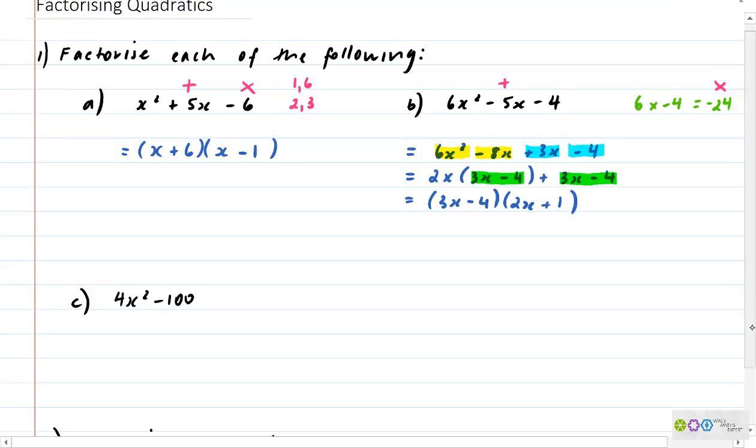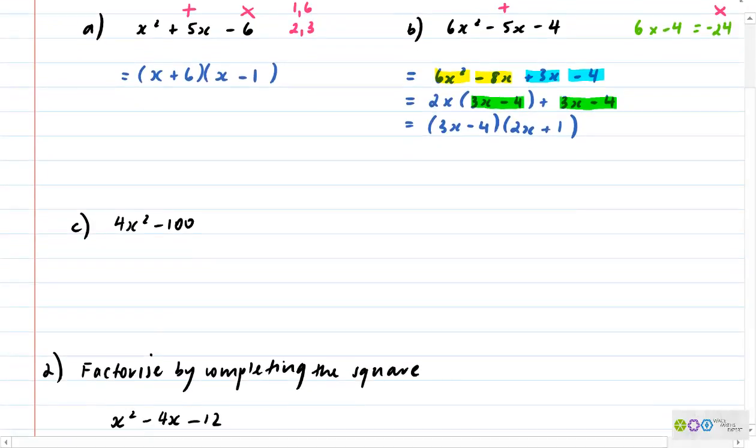Okay, and let's look at part C. So with part C, what sort of thing do we have? It's not a trinomial because we don't have 3 terms, it's a binomial. But when factorising, the most important thing to ask yourself, which I didn't emphasise in A and B because it wasn't that relevant, is: is there a highest common factor? And there is. The highest common factor here is 4. And if we factorise out the 4, we're left with x² - 25.